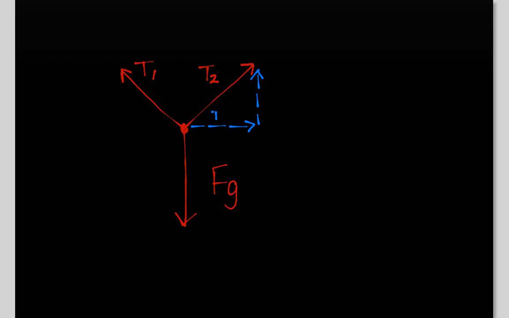So we can call this one T2x and this one T2y. Do the same thing over here. And remember, you draw them tail to tip to form the resultant vector. This one's T1x and this one's T1y.